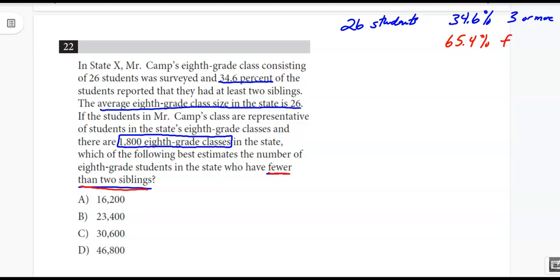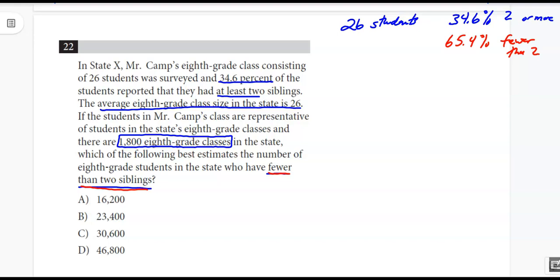fewer than 2. And it looks like I might have messed up here on the top number because it says that they have at least 2. So that doesn't mean 3 or more. At least 2 means 2 or more. I was kind of worried there that I was missing somebody. All right. Well, let's check it out.